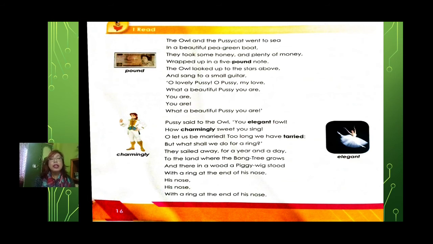So to find the ring, they sailed away, away. For how many years? For 1 year and 1 day. So as they sailed for 1 year and a day, they came to a land, they came to a place where the bong tree, that is a particular kind of tree, grows.